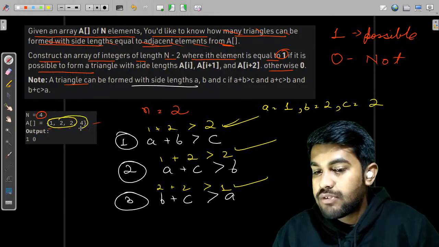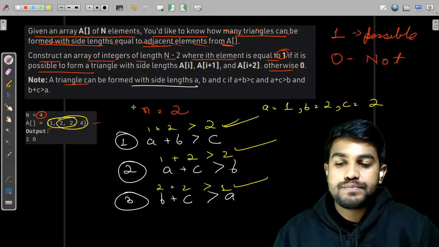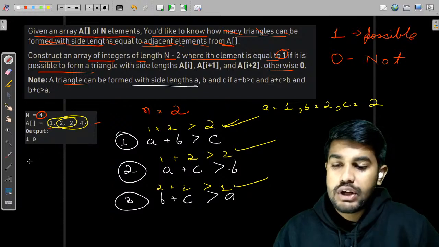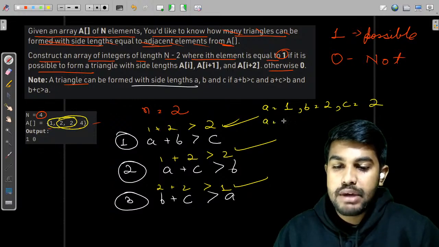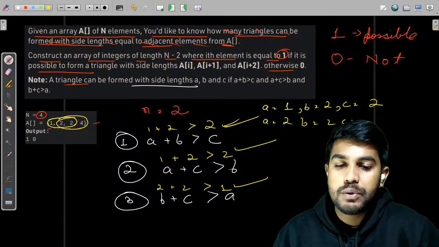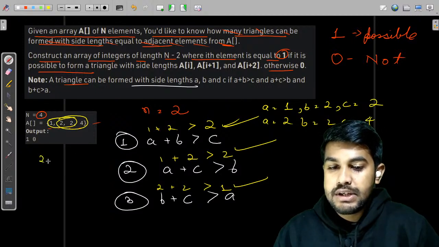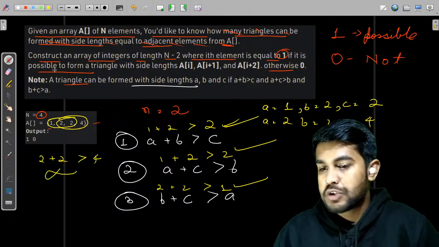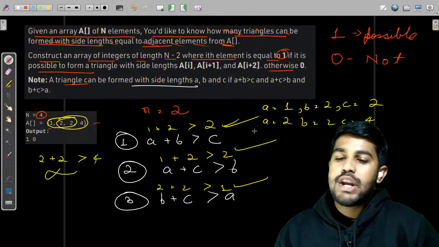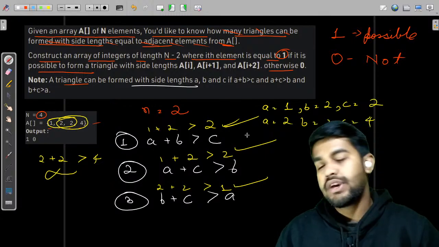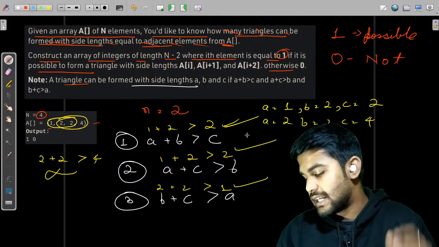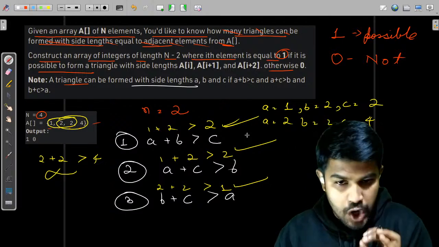Then we have 2, 2, 4. So let us just see A plus B. So now this time A would be 2, B would be 2 and C would be 4. So A plus B is equal to 2 plus 2, is it greater than 4? No, this is not true. So if any of the conditions is false, then from that point only we can say that yes, a triangle is not possible.